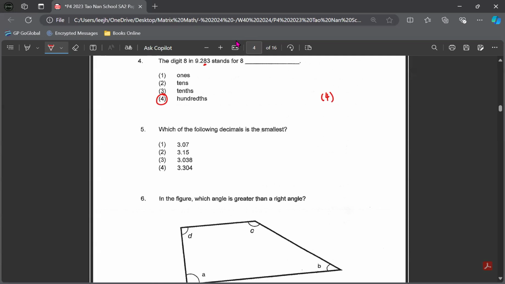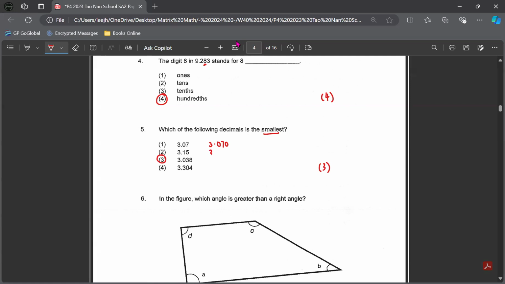Question 5. Which of the following decimals is the smallest? Smallest, huh? So which one is it? Your answer is actually number 3. This is your smallest. If you don't know, you can actually change all of them to 3 decimal places to compare.